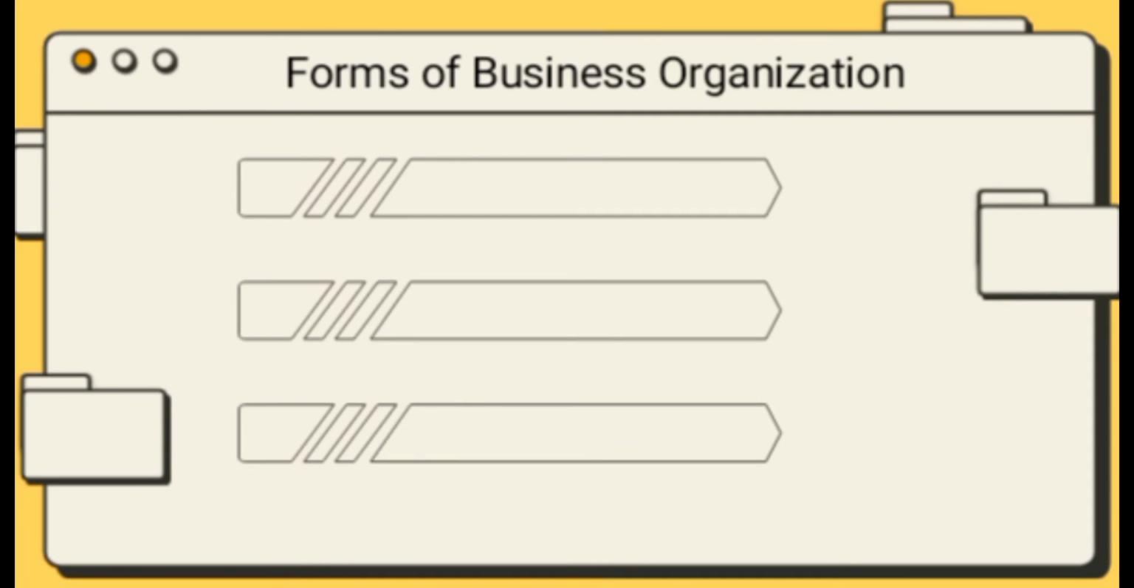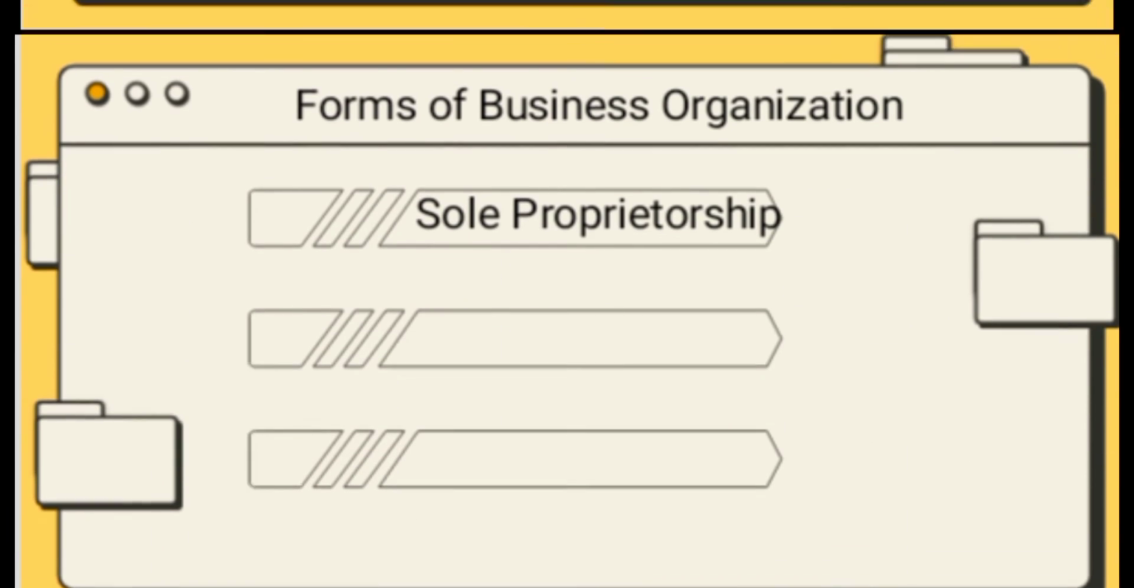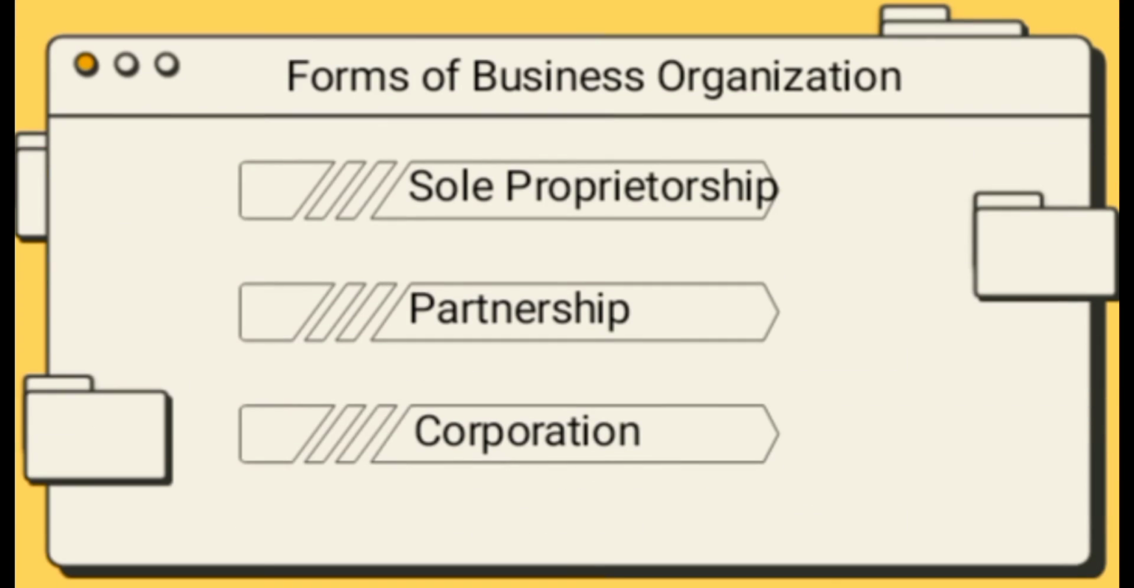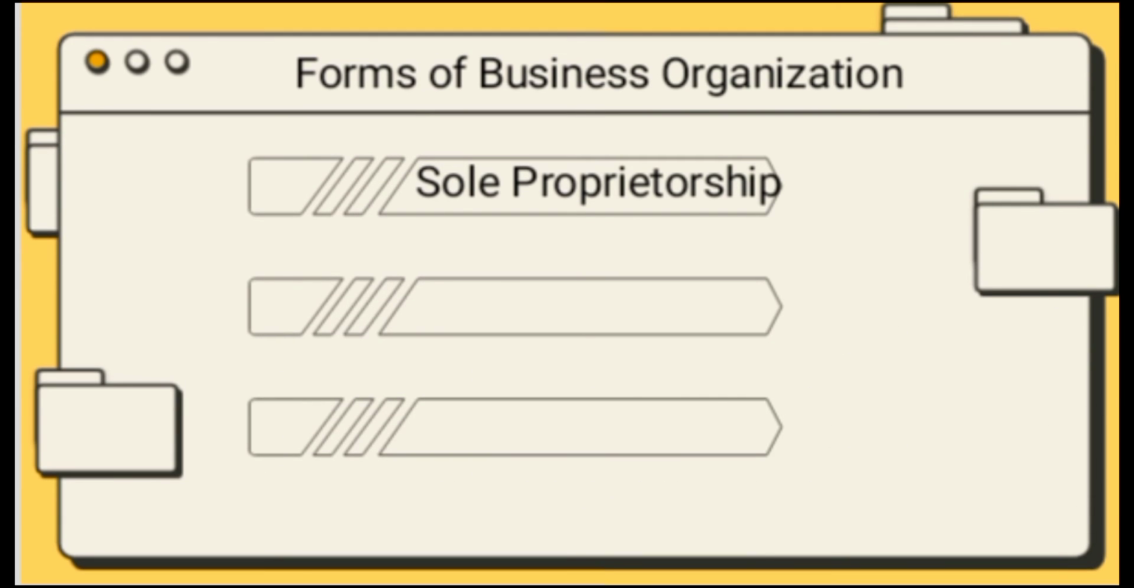Forms of business organization: sole proprietorship, partnership, corporation. First is sole proprietorship, the simplest and most common form of business ownership. These businesses are owned by one person, usually the individual who has day-to-day responsibility for running the business. Sole proprietors can be independent contractors, freelancers, or home-based businesses.